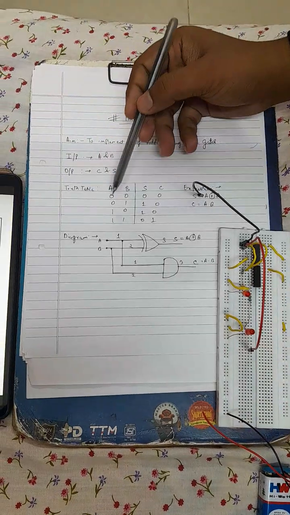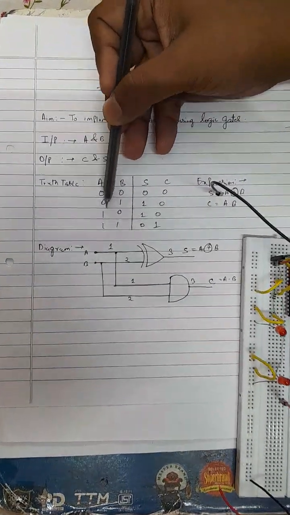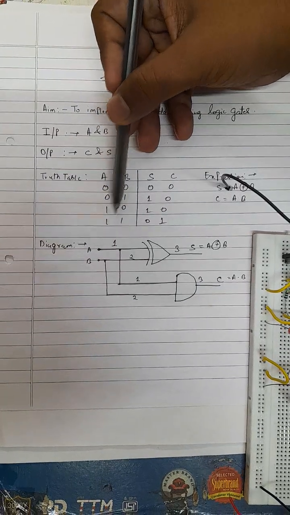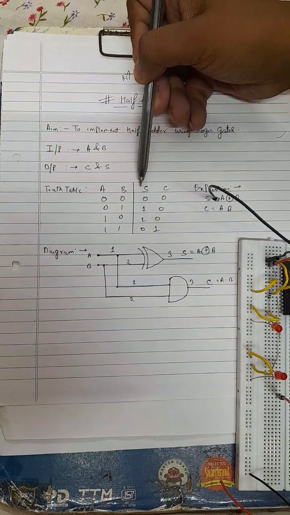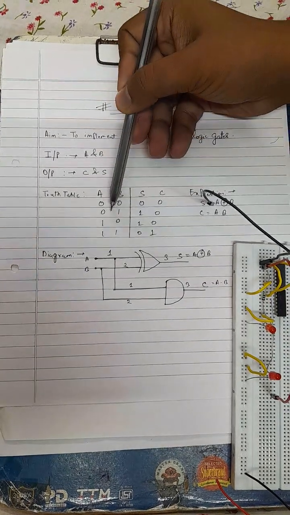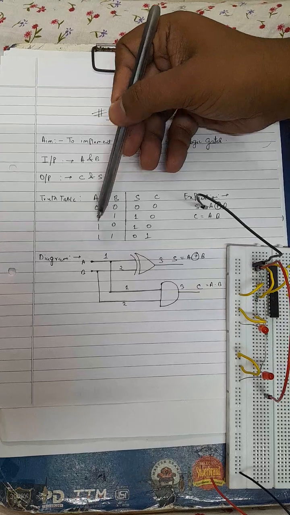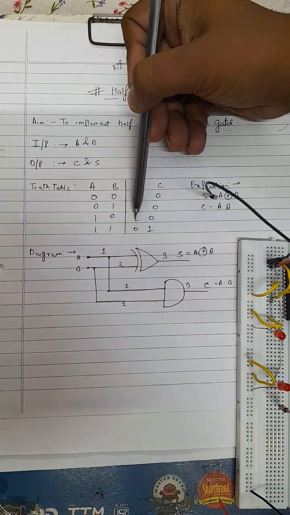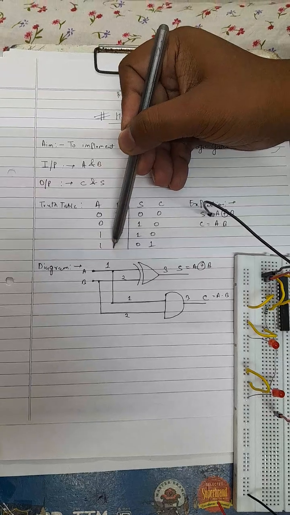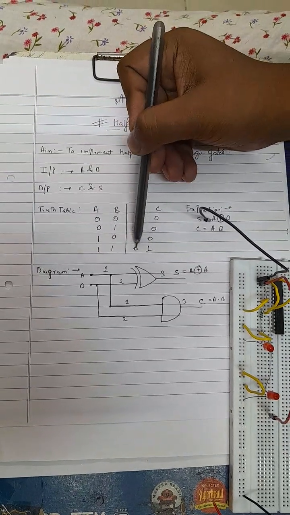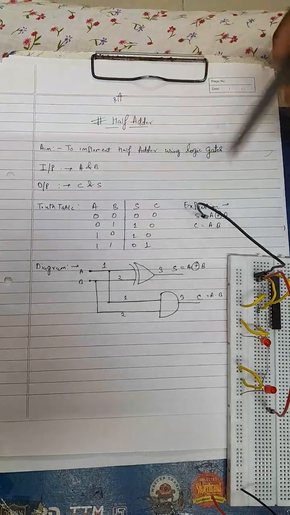When we come to see its truth table, these are all the possible combinations, that is 0 0, 0 1, 1 0 and 1 1. When we add two bits, 0 plus 0, the sum and carry are 0 and 0. 0 plus 1, the sum becomes 1 but carry remains 0. When we add 1 and 0, the sum becomes 1 but carry remains 0. But when we add 1 and 1, that is 2, so the sum becomes 0 with 1 carry. Now we will come to the Boolean expressions.